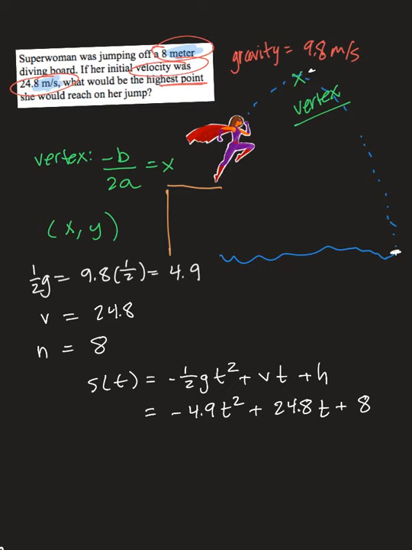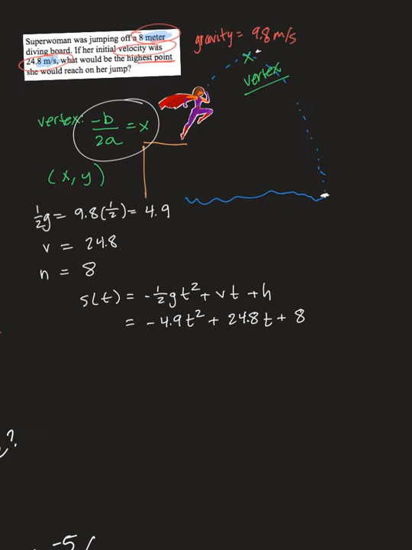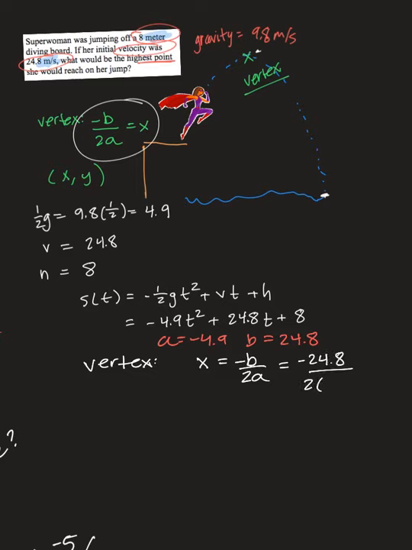Now we don't need to set this equal to 0. Again, this is a different problem. We're solving for the vertex. The vertex is our negative b over 2a. So that's what we're going to do with this quadratic here. I'm just going to give us some more room. So vertex is x is equal to negative b over 2a. We can see our a is negative 4.9 and our b is 24.8. So plugging that in, negative 24.8 over 2 times negative 4.9.